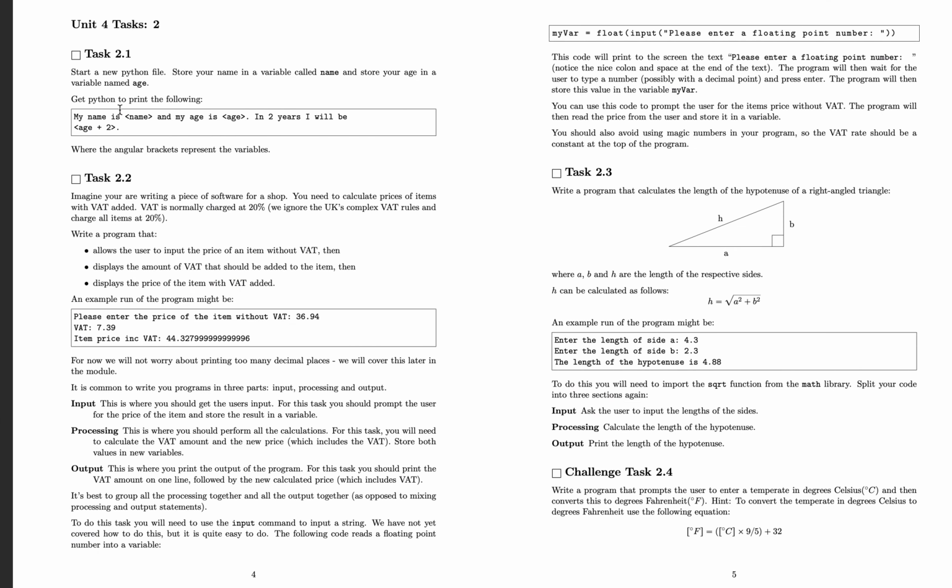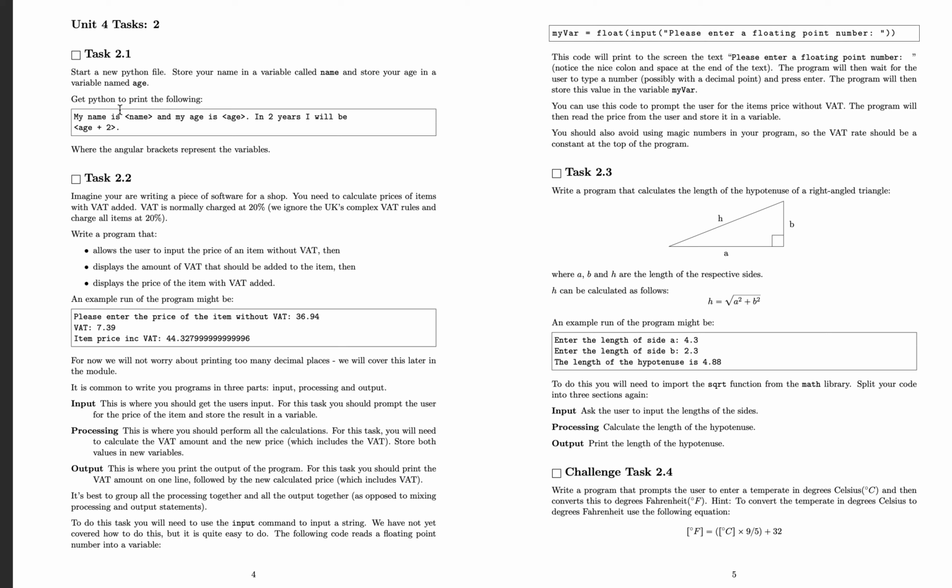Right. So then we look at task 2.2. Imagine you are writing a piece of software for a shop. You need to calculate prices of items with VAT added. VAT is normally charged at 20%. For this program, we're going to ignore how the UK's complex VAT rules work and charge all items at 20%.